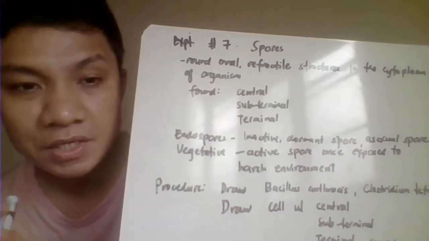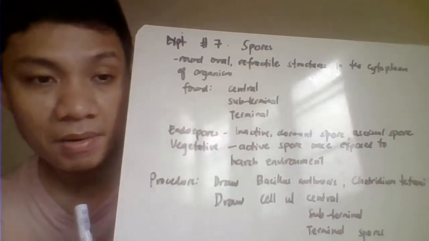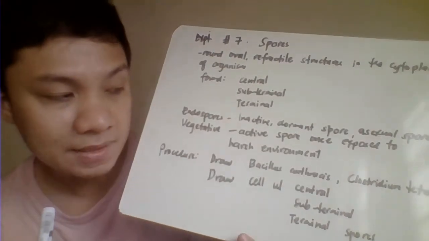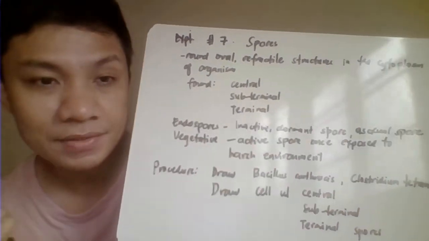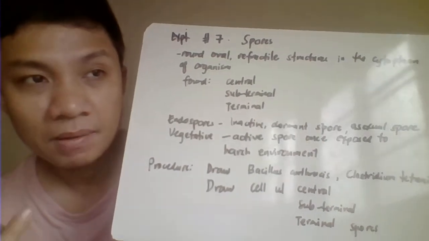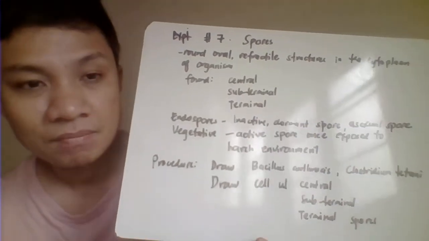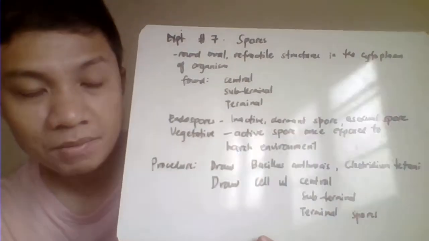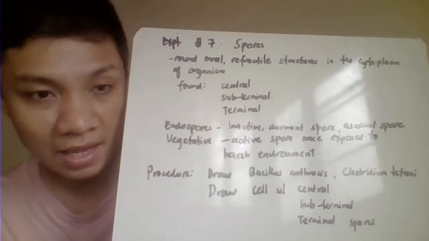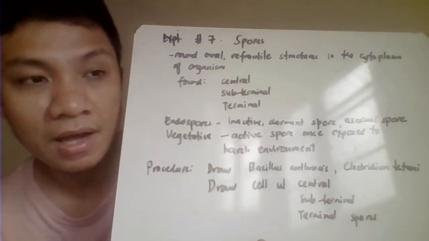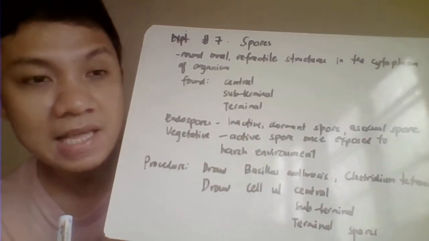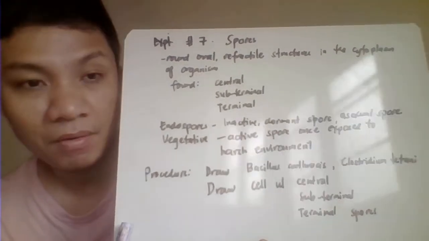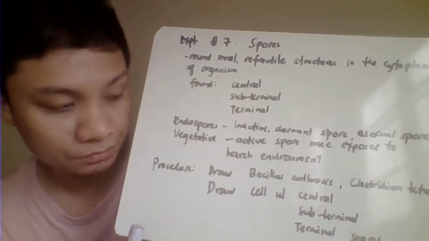There are two genera of bacteria having spores. One belongs to the gram-positive Bacillus, which includes Bacillus anthracis, Bacillus cereus, and Bacillus thuringiensis. You could also have the genus Clostridium. Our Clostridium genus are gram-negative. They include Clostridium tetani, Clostridium difficile, Clostridium botulinum, and other species of Clostridium.